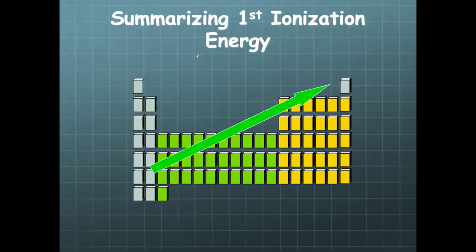So let's summarize what we learned so far. The trend for ionization energy, and we're discussing the first ionization energy, is that as we move across a period, the ionization energy is increasing. And as we move down a group, the ionization energy is decreasing. That would be the general trend. So it increases this way on the periodic table.